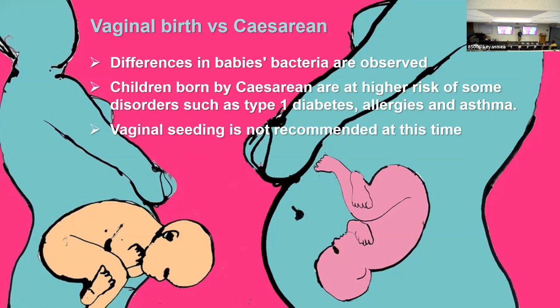This is the kind of thing that, like I said, I think is really fascinating. And what are these connections, right? You're looking at type 1 diabetes, allergies, asthma. These are immune system connections, right? So just showing the development of the immune system, there's so much we don't understand, so much to learn.